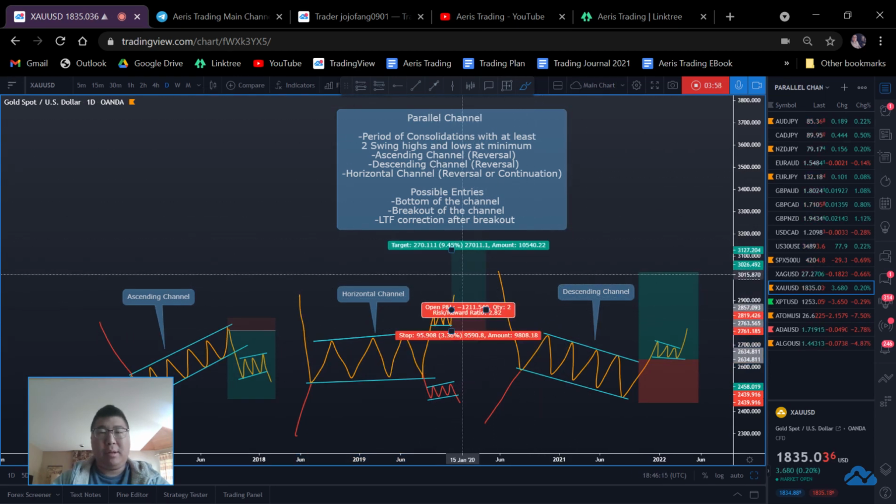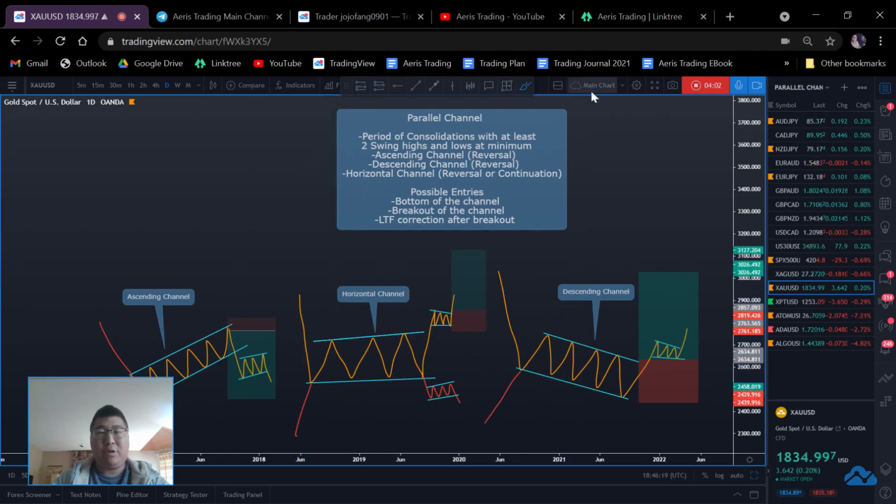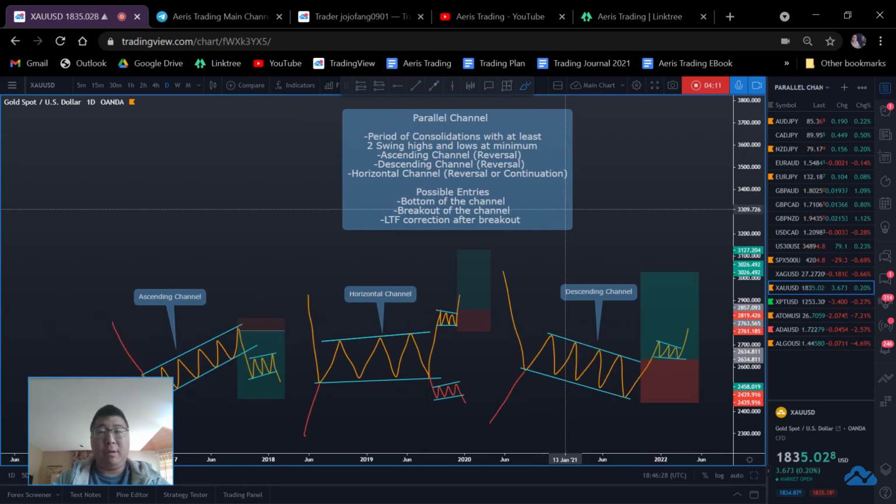So make sure you understand that the horizontal channels are a little bit more advanced, just like the expanding structures I made in the past. They're a little bit more advanced where it needs a little bit more confirmation. So let's take a look at a few real life market examples.